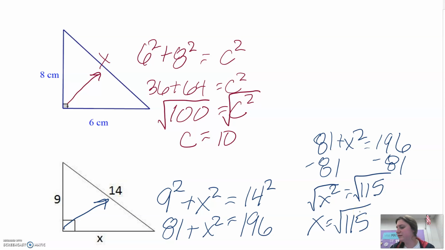We can try and take the square root of 115, but we're going to find out that that doesn't go in perfectly. So I'm just going to leave it. I mean, I could write 10.7238, but I'm not going to.